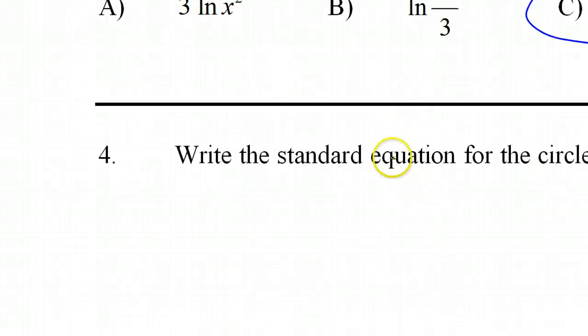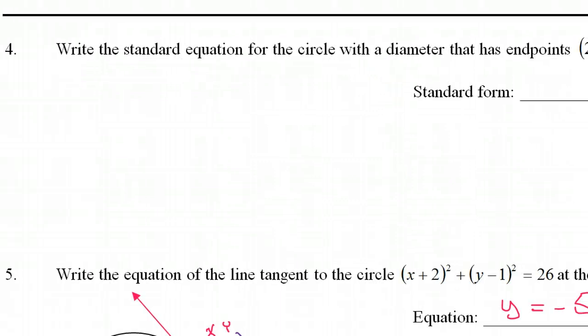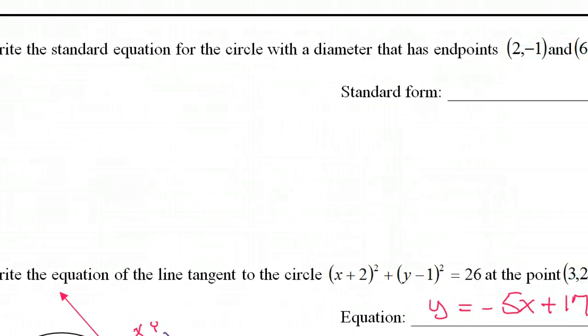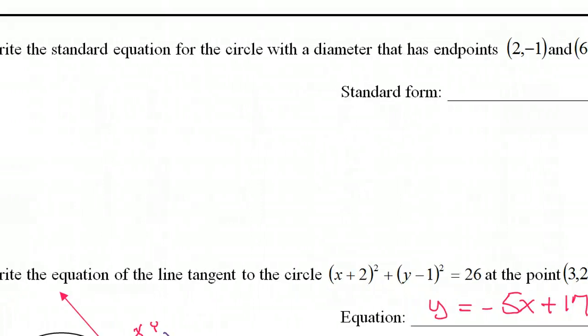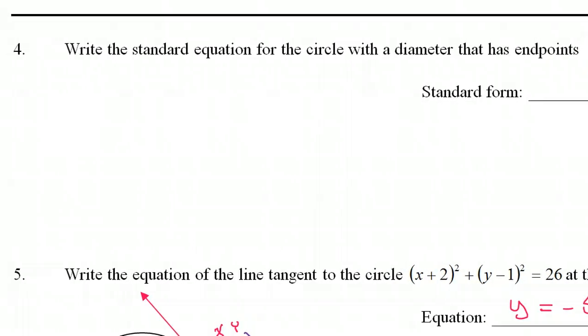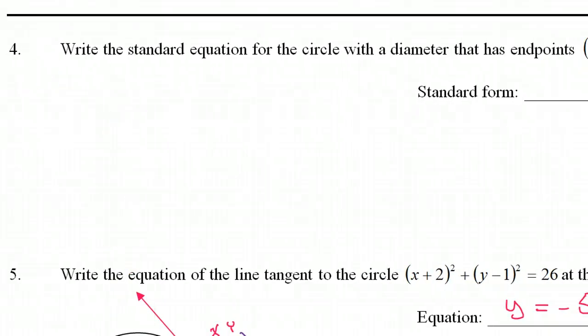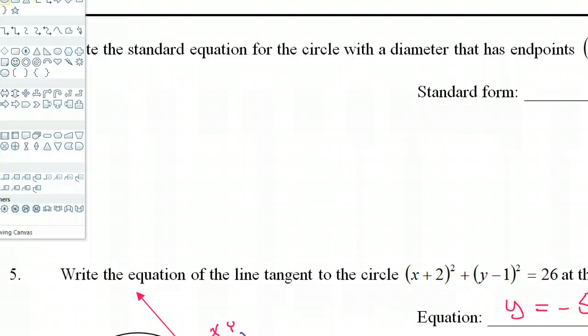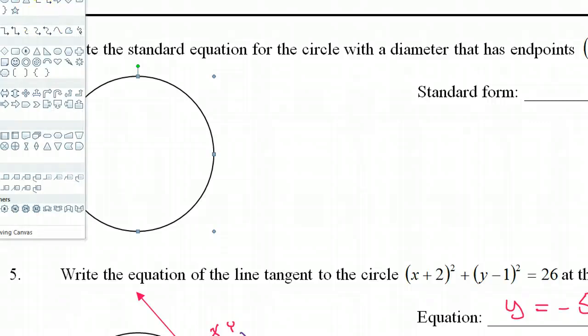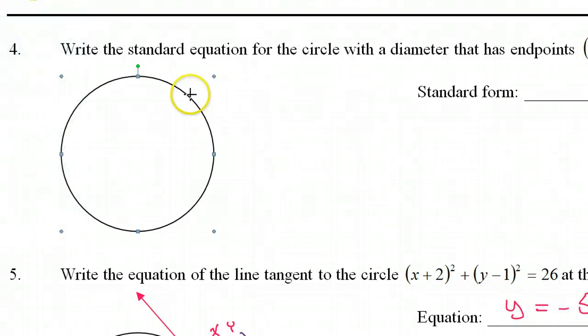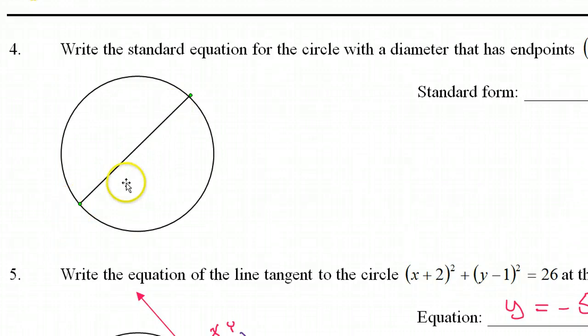Alright, number 4. We are to write the standard equation for the circle with a diameter that has these endpoints. So let's get a picture going. We're going to need a circle with a diameter. Okay, so here's your circle. Let's get a diameter going. Alright, something like that will work well enough.